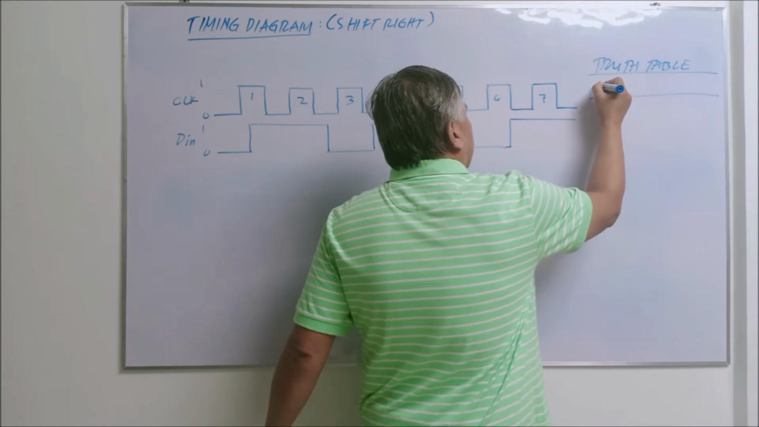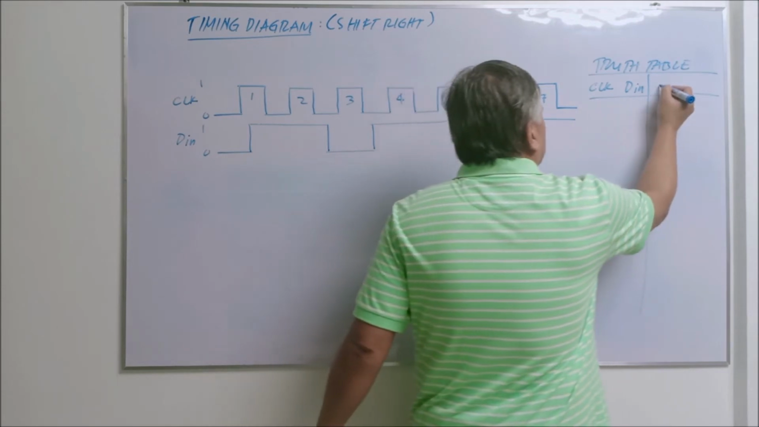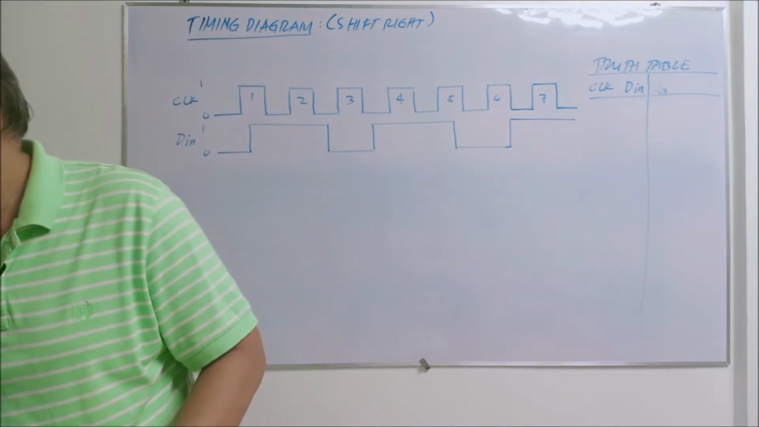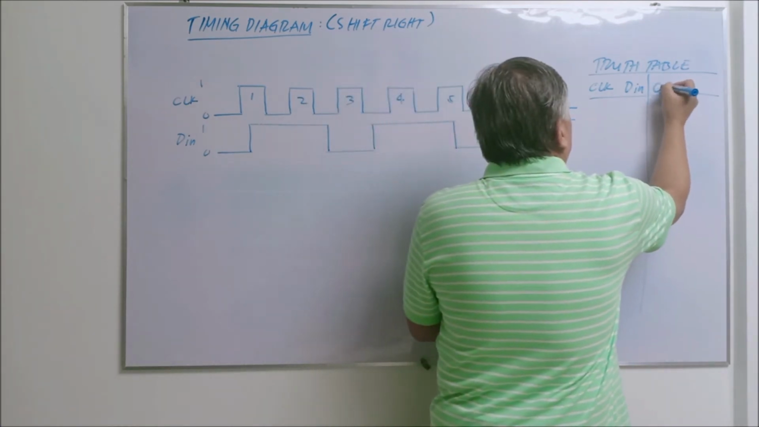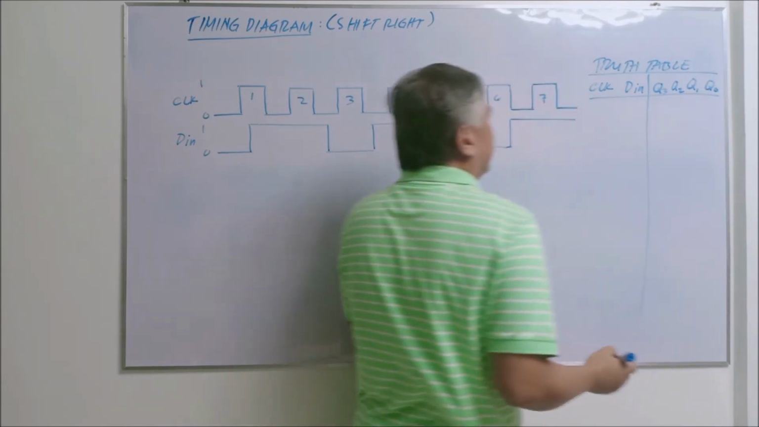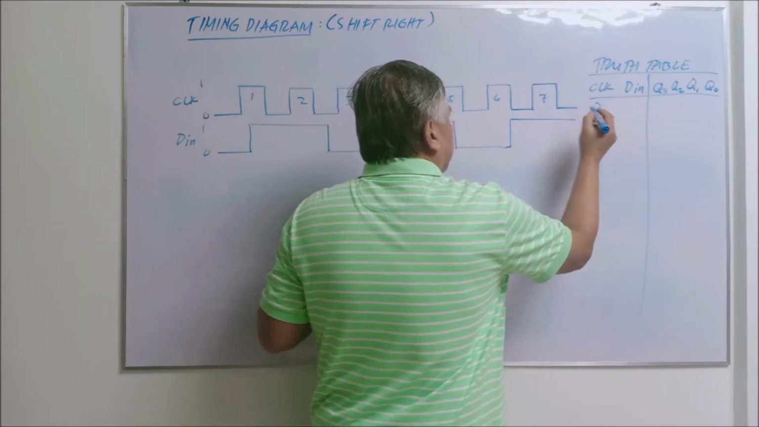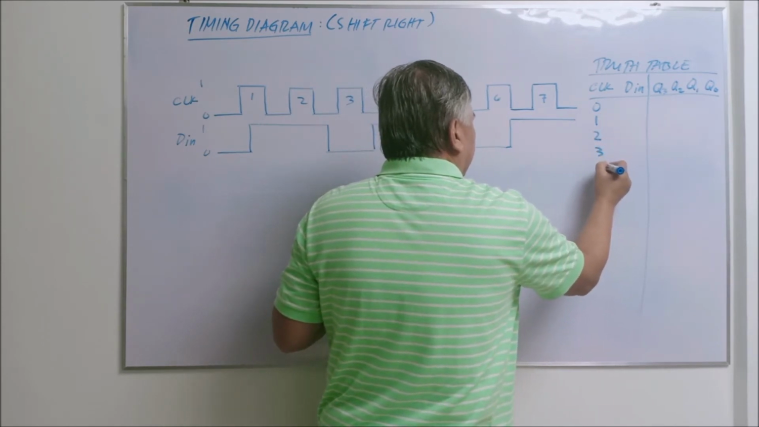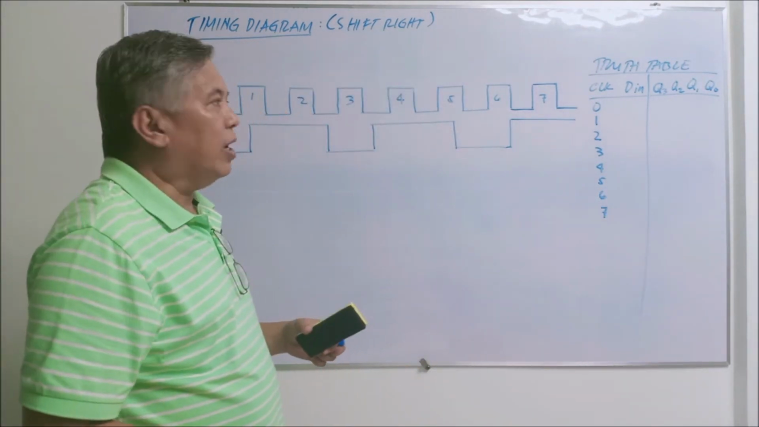So you have clock and your D input. Then the output will be Q sub 3, Q sub 2, Q sub 1, and Q sub 0. Okay? So you have how many clock pulses? You have 7. So we start with 0. That means that no positive triggering. Then you have first positive, second, third, fourth, fifth, sixth, and seventh positive edge triggering of the clock.